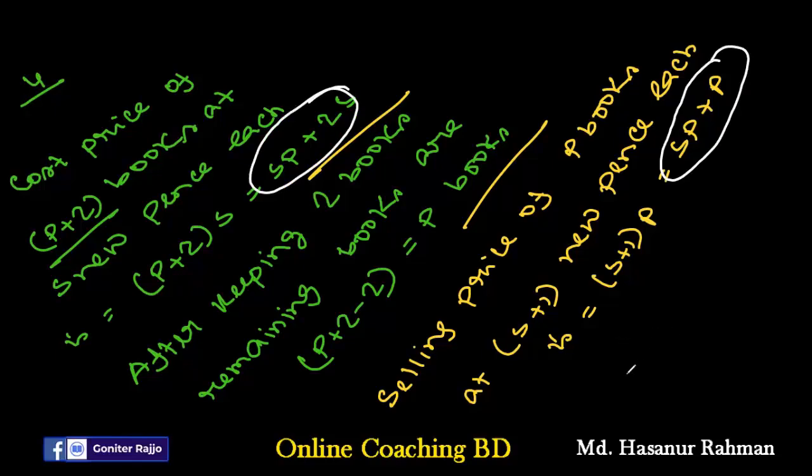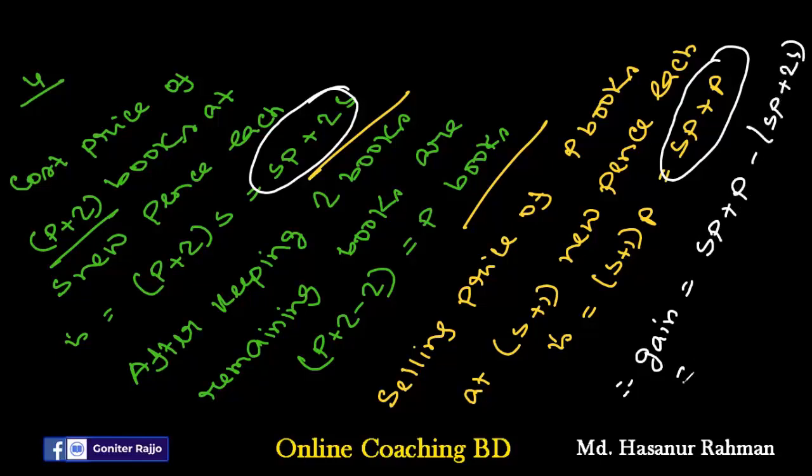Then what will be the gain? So therefore the gain will be selling price minus cost price. So SP plus P minus SP plus 2S. So SP plus P minus SP minus 2S. So SP and SP will cancel. So answer will be P minus 2S. And that will be the gain.